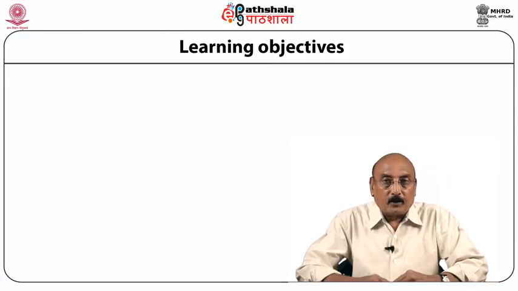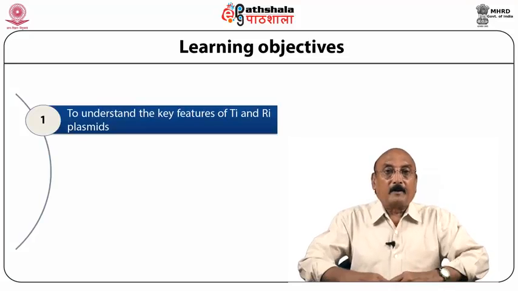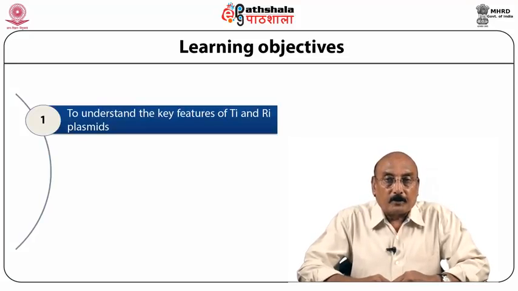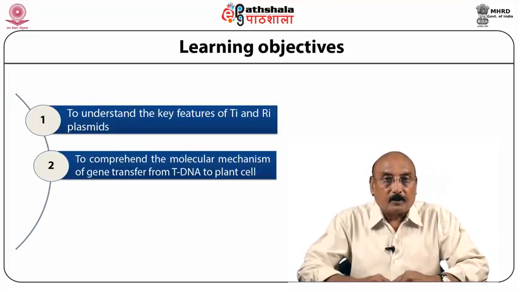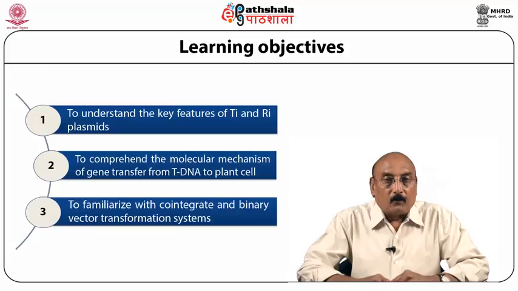Today we are going to talk on the module Ti and Ri plasmids, features and their use as binary and cointegrate vectors, under the paper Plant Biotechnology and Crop Improvement. Learning objectives of this module are to understand the key features of Ti and Ri plasmids, to comprehend the molecular mechanism of gene transfer from tDNA to plant cell, and to familiarize with cointegrate and binary vector transformation systems.